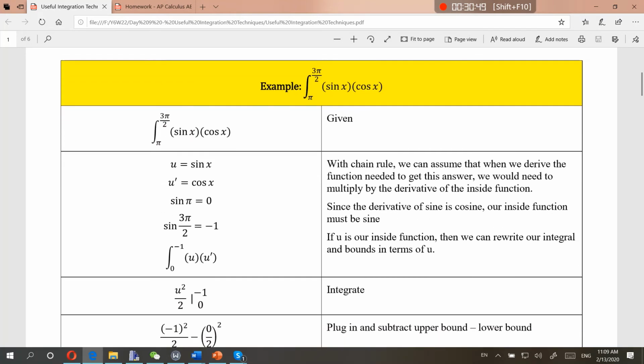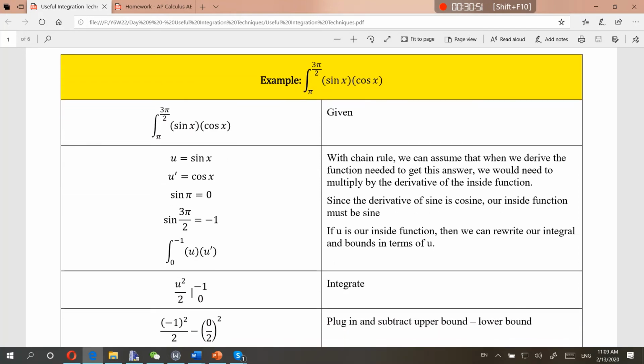Okay, so here's my example. We're integrating from pi to 3 pi over 2 of sine x cosine x dx. I'm going to write my dx over here.